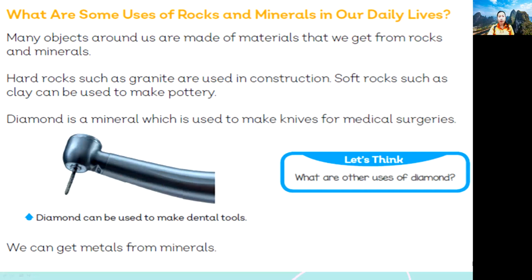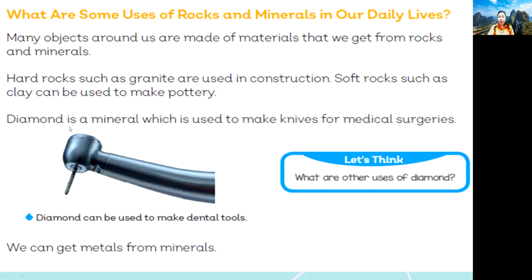Okay, hard rocks such as granite are used in constructions. We use granite in the buildings, like our school and our houses. And some soft rocks such as clay can be used to make pottery. Remember, what makes up the soil are also small rocks. So clay is a soft rock.